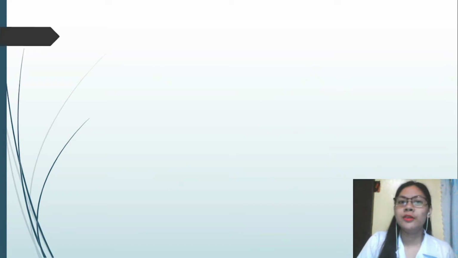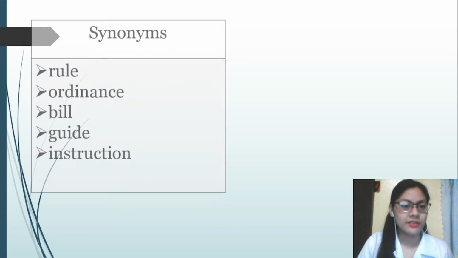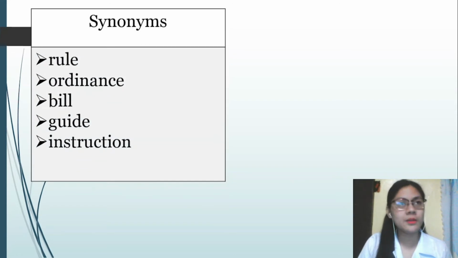Now, I want you to read some of this one. Synonyms. Synonyms are words or phrases that mean exactly or nearly exactly what the word means. Now, for here, the synonyms of law can be rules, ordinance, bill, guide, and instruction.